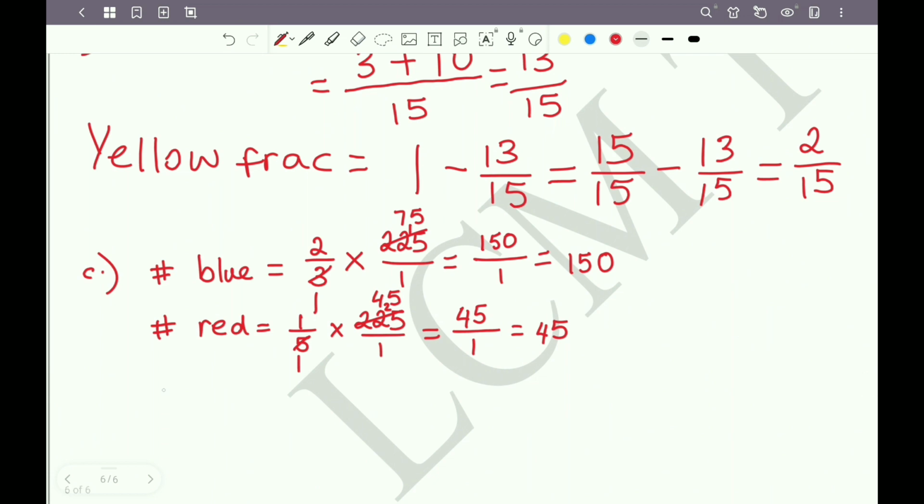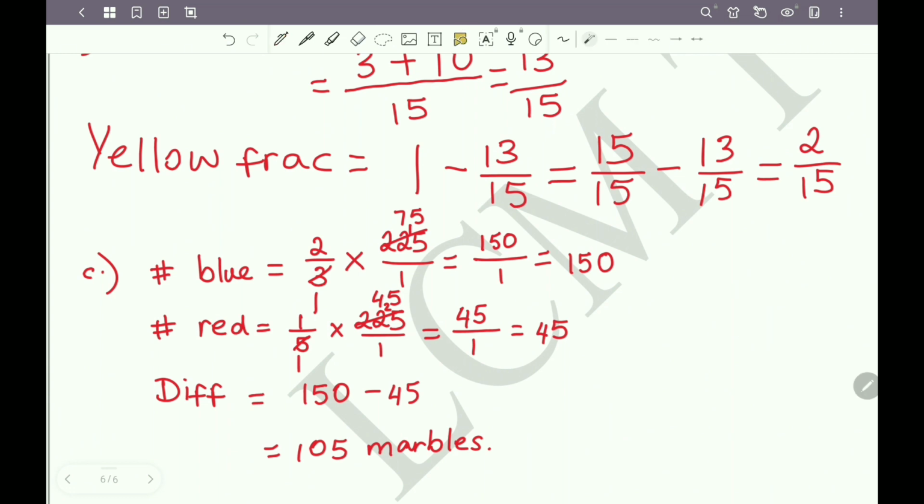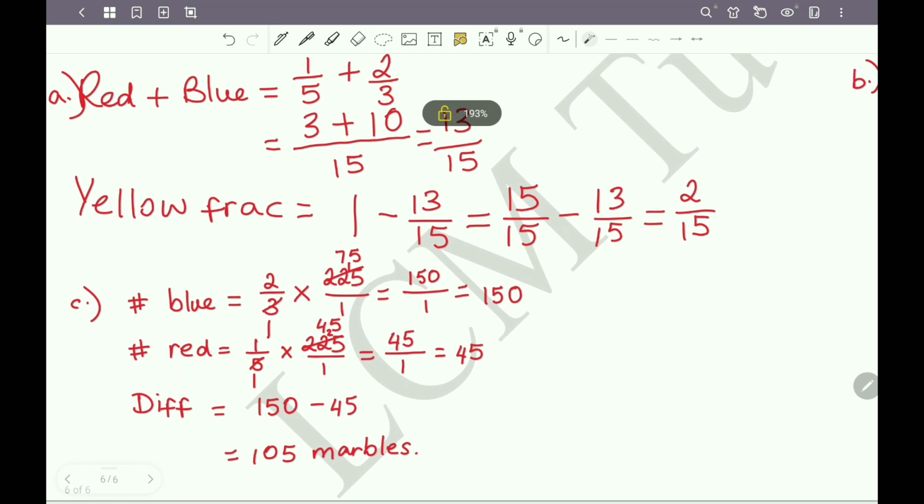And we want to find the difference between these numbers. So the difference would be 150 minus 45, which is 105 marbles. And that's your answer for part C. This is a perfectly good method to use, but there is another method that I want to discuss, and that is using the fractions to find it.